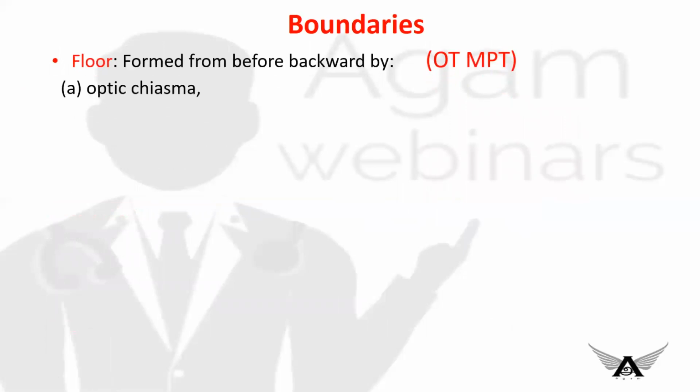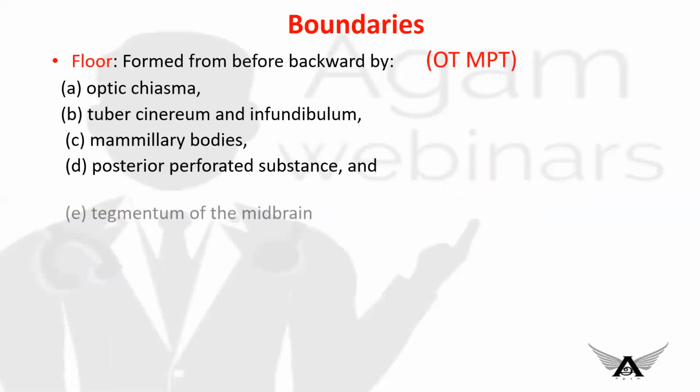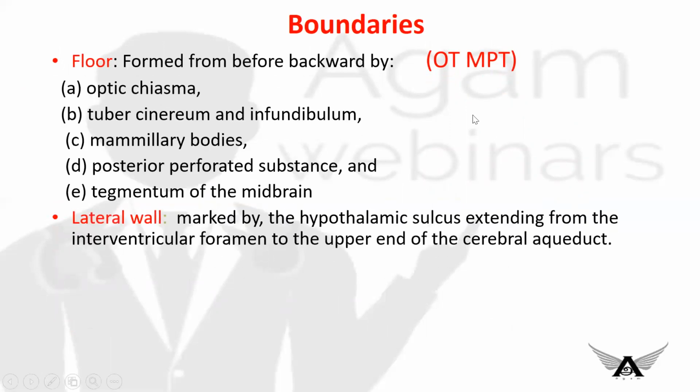Now we will have the floor. The floor will also have many relations. So I have put another mnemonic, OTMPT, formed from before backward. The floor is formed from before backward by O, optic chiasma; T, tuber cinereum and infundibulum; M, mammillary body; P, posterior perforated substance; and T, tegmentum of the midbrain.